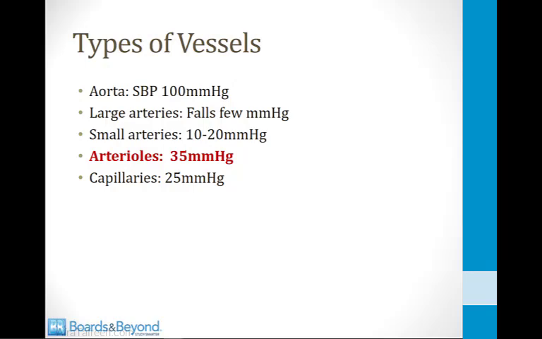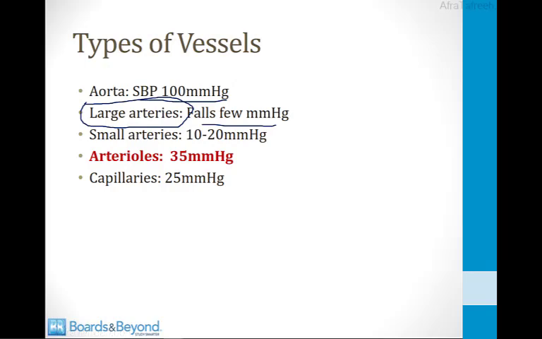And the way you can best appreciate this is by looking at the pressure change as blood flows through vessels in the body. So as blood leaves the heart and flows through the aorta, the blood pressure falls to about 100 millimeters of mercury systolic. As that blood moves into the large arteries, there's only a tiny change in pressure, just a few millimeters of mercury. And this is because the large arteries provide very little resistance to flow.